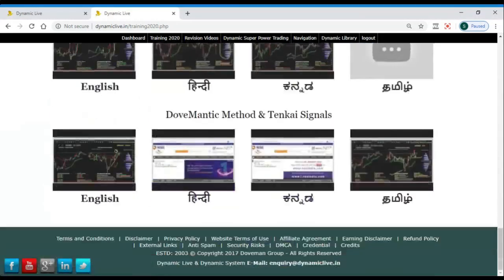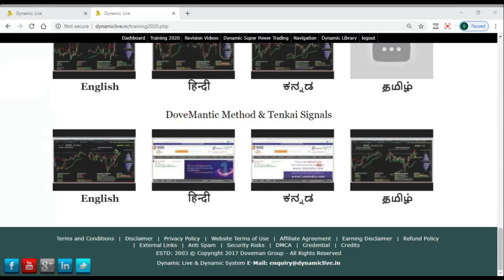And if you scroll down, the last video, Daumantic method and the Tenkai signal. When to check Tenkai signal, how to check, when not to check Tenkai signals, everything you can watch in these videos. It is explained in detail. So watch it. Whenever you have a doubt, anytime you can go watch it, because this dynamic members area access is given to you for lifetime. Any new training materials will also be uploaded in the members area for you to follow and start trading. So these are all the things that I would like to suggest you.